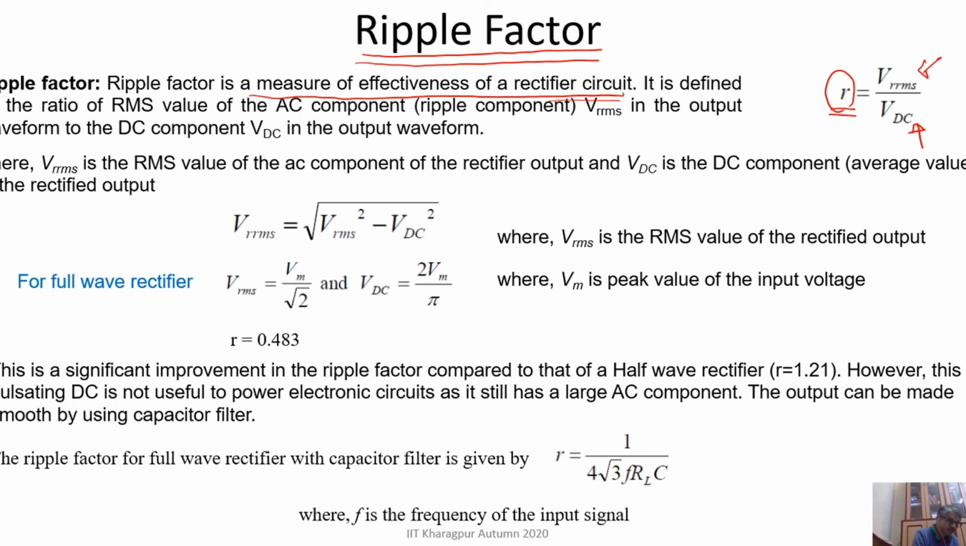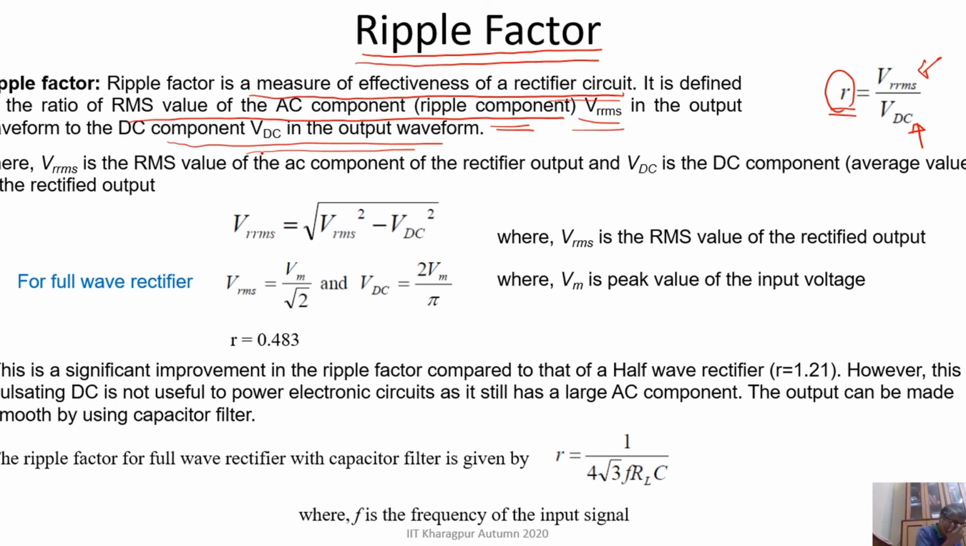So this ripple factor is the ratio of the RMS value of the AC component, the ripple component at the output, that is V_r,rms, to the DC component V_DC at the output waveform. You remember, in the case of a simple half wave rectifier, V_DC we found out to be V_P over pi. So V_r,rms over V_DC is your ripple factor.